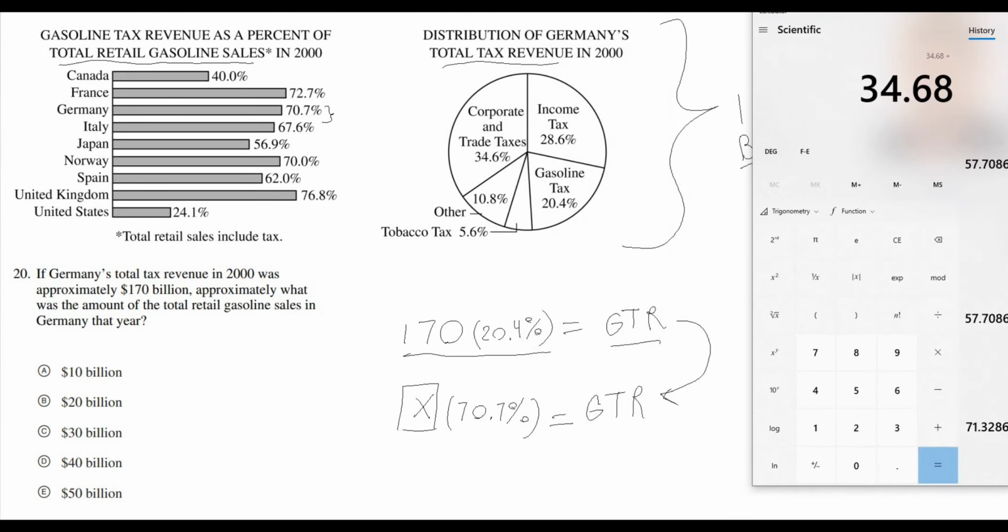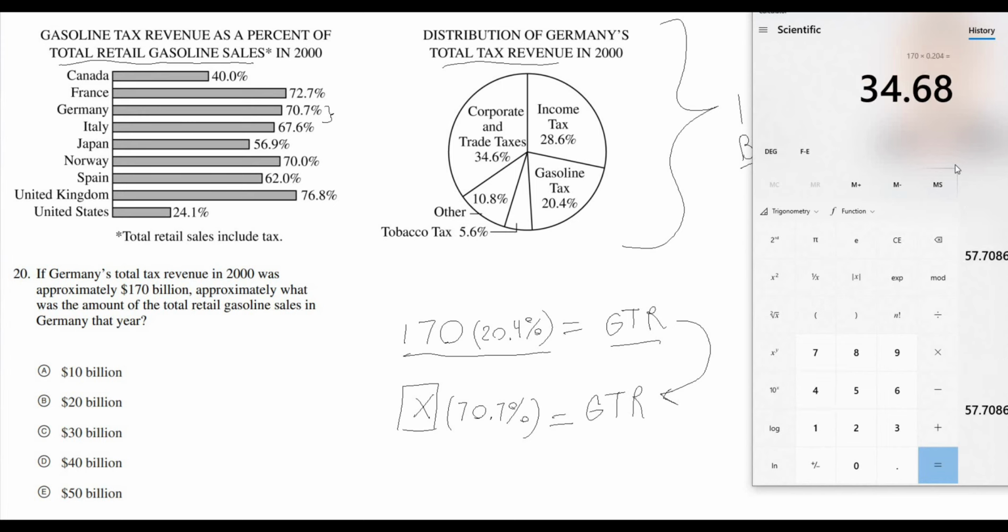Alright, and what we do is we take 170 billion and we multiply that by 0.204. Right, that's 20.4%, which is 0.204. You just take 20.4 divided by 100. So we get 170 times 0.204. There you go.